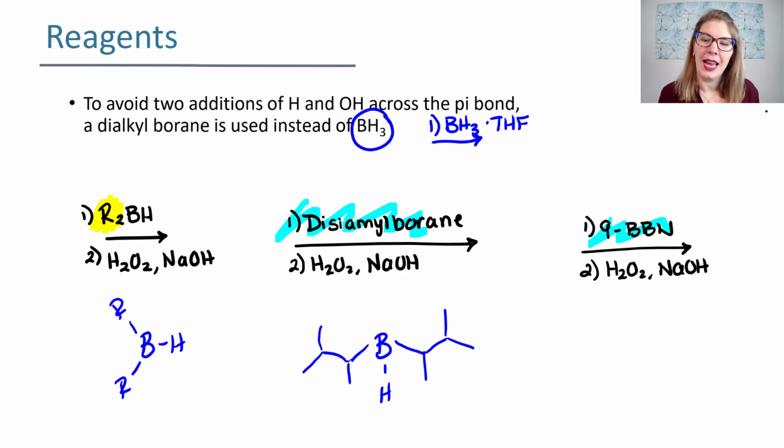Like this. And then the other one, the 9BBN, is a bicyclic structure where, again, the boron is within the bicyclic structure, so it has two alkyl groups on it. So you could use any of these to perform the hydroboration oxidation reaction of alkynes.